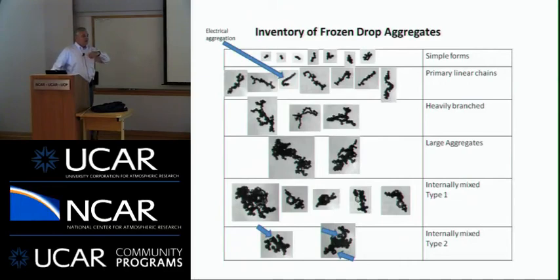I just have a quick question. How often do you see these linear chains versus your heavily branched or larger aggregates? What is the percentage of those in terms of total water volume? I can give some numbers just in terms of counting images, but it's kind of a biased thing to count images. And then the question is, what is a chain?